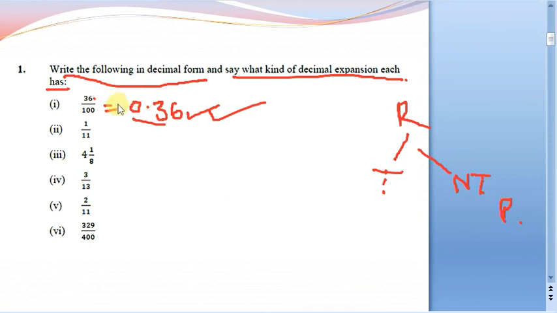I have told you one more way of checking whether it is terminating or non-terminating repeating. Just take this 100, which is our denominator, and prime factorize it. If you prime factorize 100, it is going to be 2 square into 5 square. Just do it and see for yourself. So 5 square is 25, 25 into 2 square, which is 4, so 25 into 4 is going to be 100.